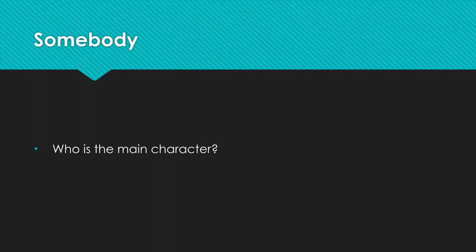The somebody of the 5-finger strategy is asking, who is the main character? For this, it can be an animal, a person, or even an object, such as one of your parents, a plant that you really want to write about, or it could even be written about your dog. There are many other examples, but those are just a few to get your mind thinking.